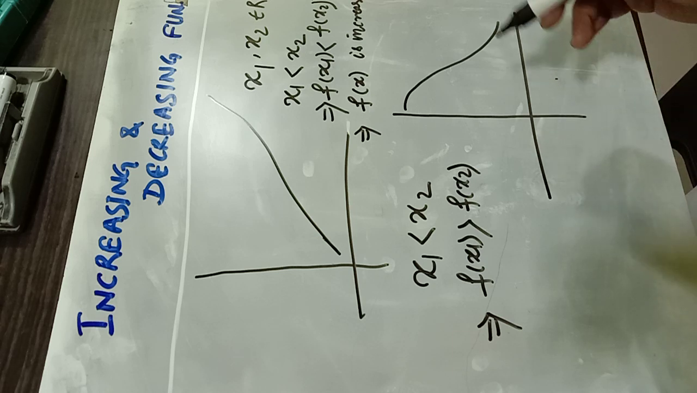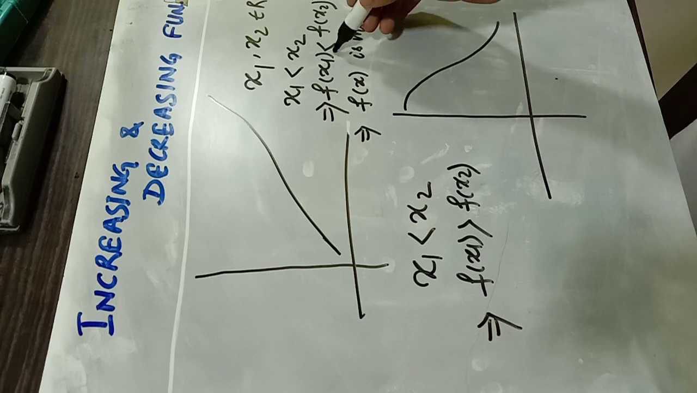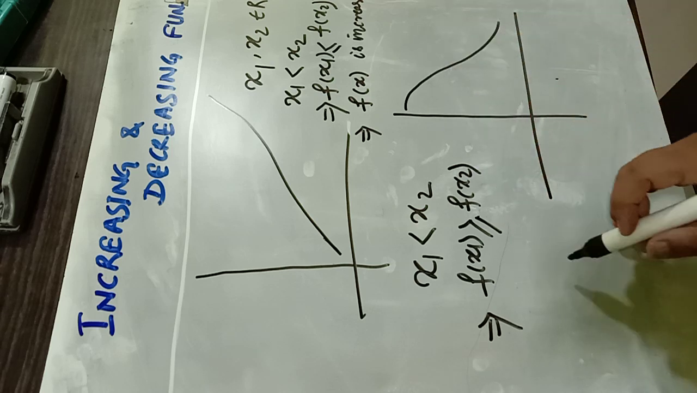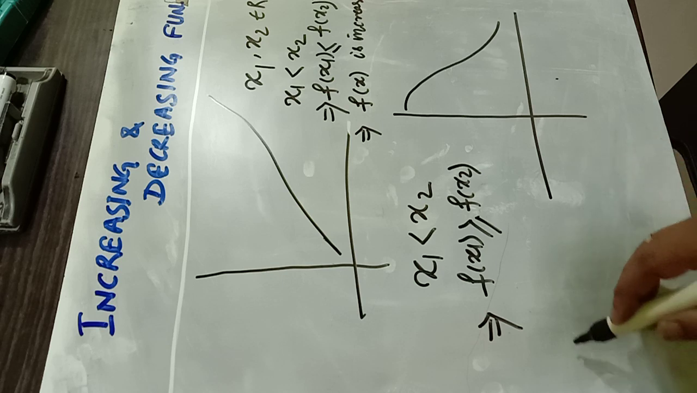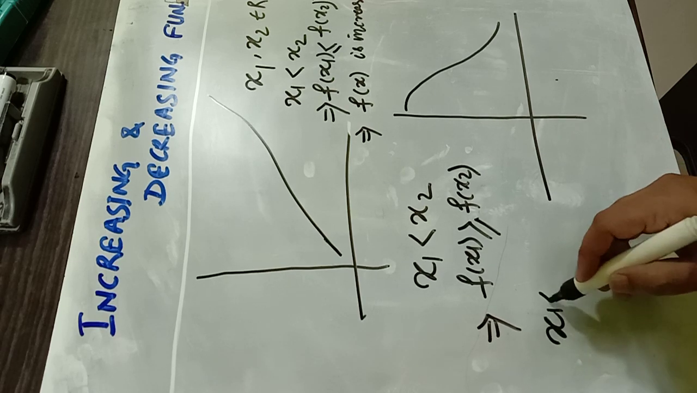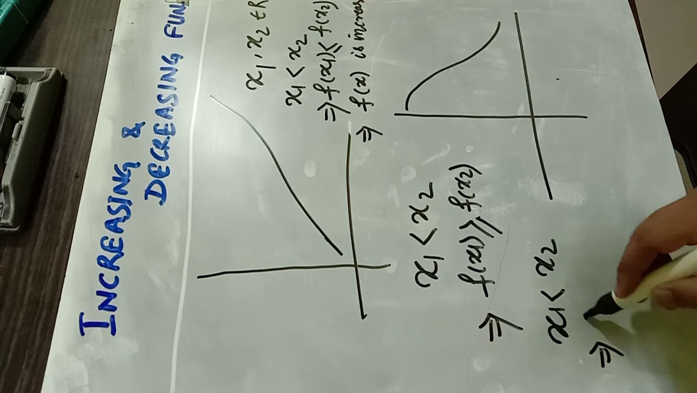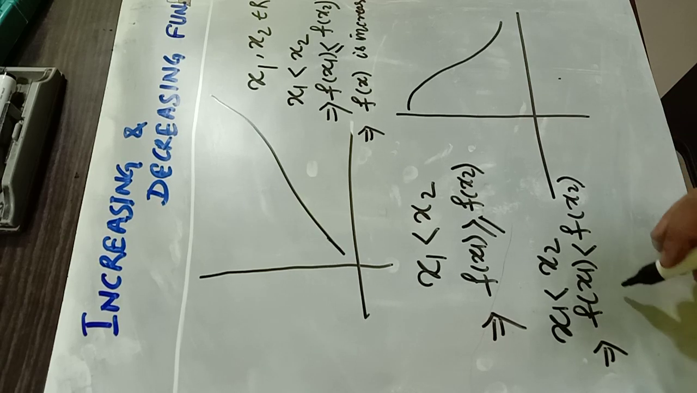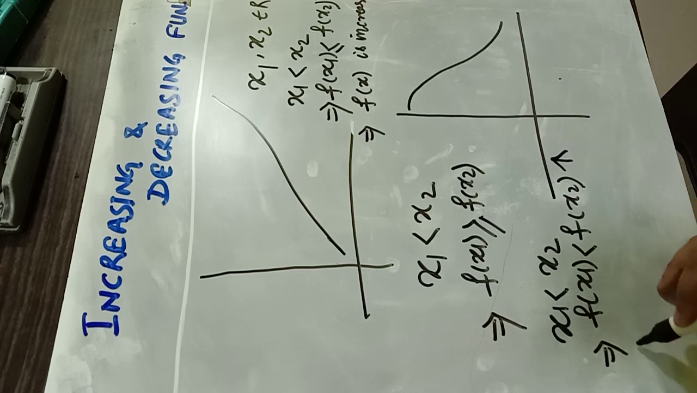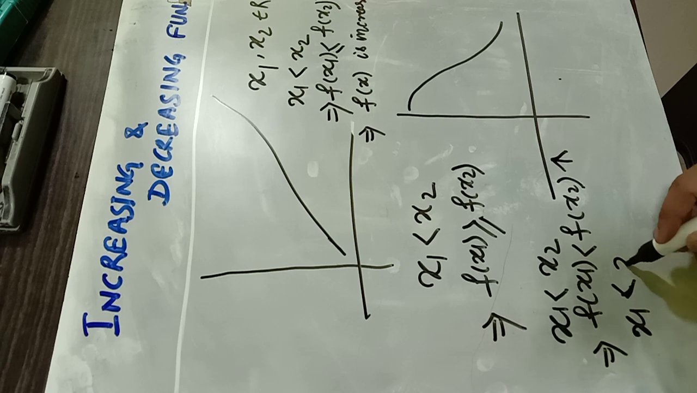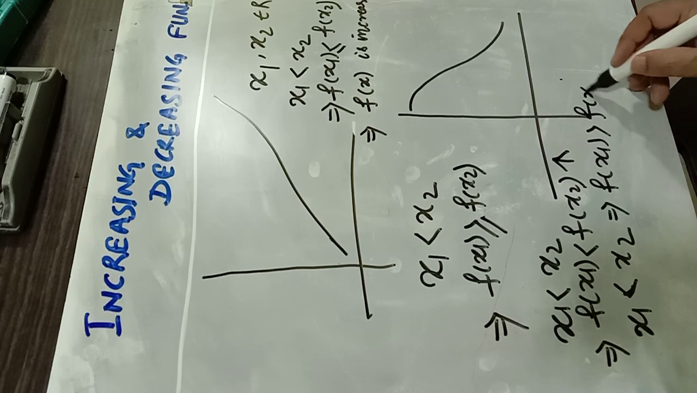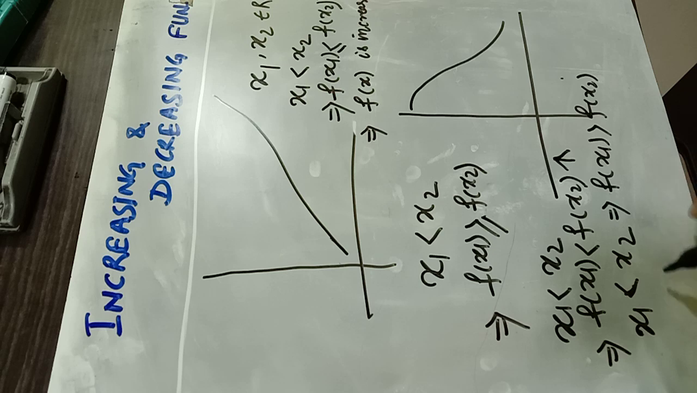Here, we can define it in two ways. Actually, for increasing and decreasing, the less than or equal to, greater than or equal to condition will be satisfied. If it is strictly increasing, then x1 less than x2 implies f of x1 less than f of x2. Similarly, if x1 less than x2 implies f of x1 is greater than f of x2, with no equality condition, the function is strictly decreasing.